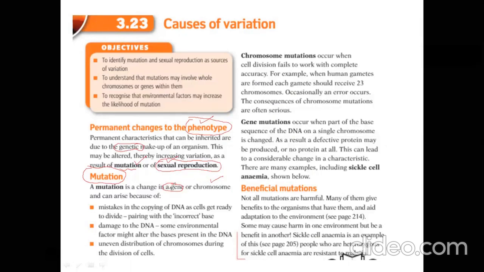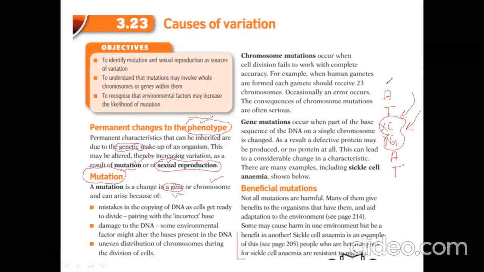Okay, so a change in a gene means, for example, the normal sequence of a gene is A, T, C, G, A, T, like this. Am I clear? Now, because of mutation, this C and G are replaced by some other nucleotide, or this C and G are completely deleted, they disappear from this sequence because of mutation.